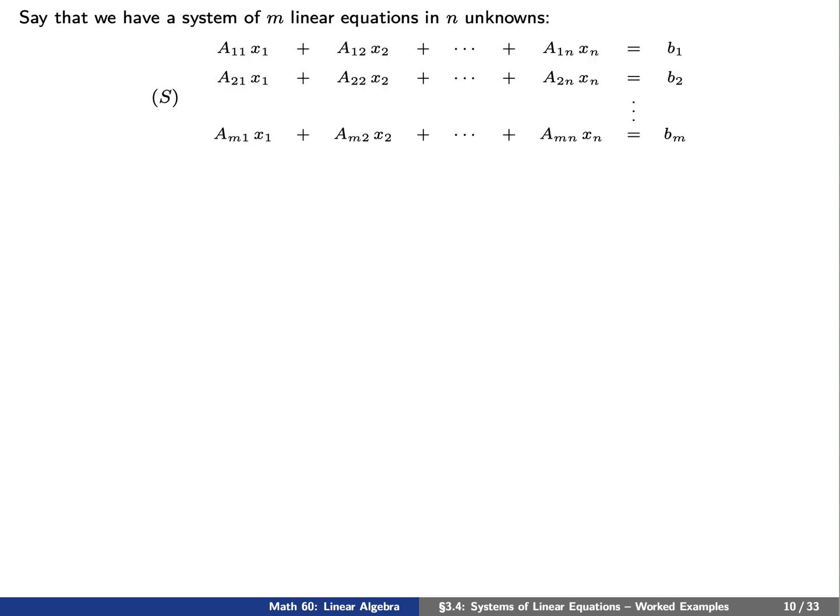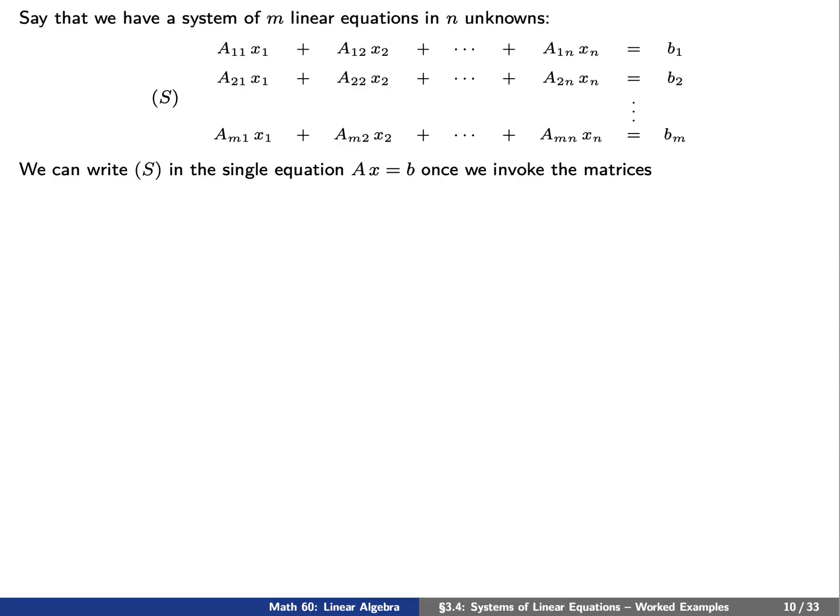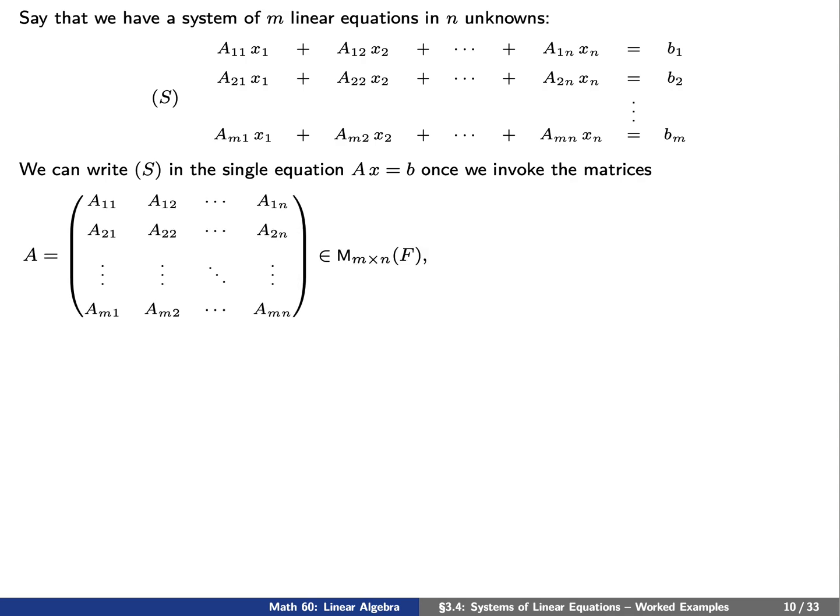We'll write this here as our system, capital S. You'll notice that the goal is we'd like to solve for the variables x1, x2 through x sub n. We can express this as a single equation, Ax = b, when we invoke the following matrices. Capital A will just consist of the coefficients a_ij. This here will form an m by n matrix.